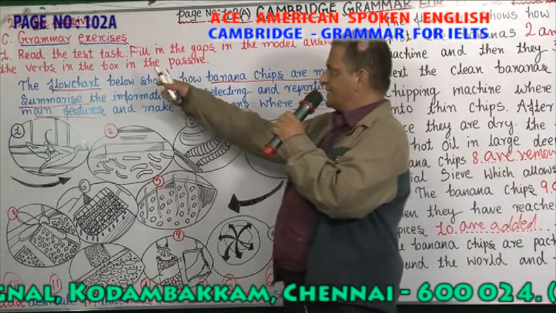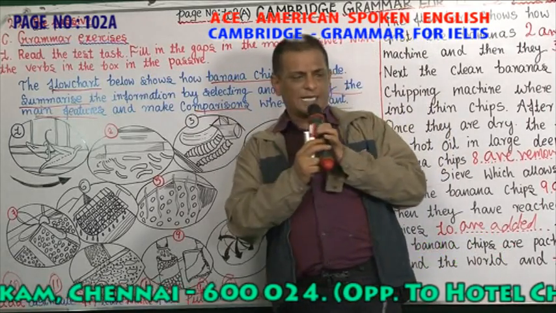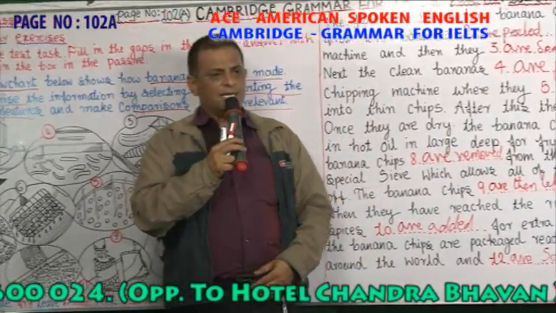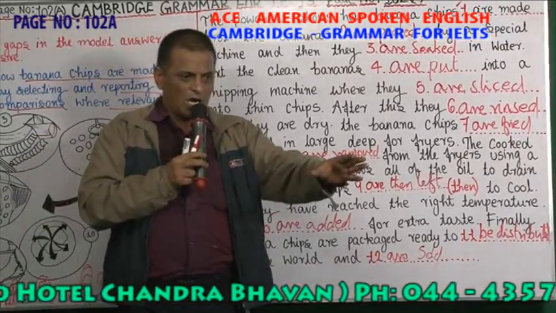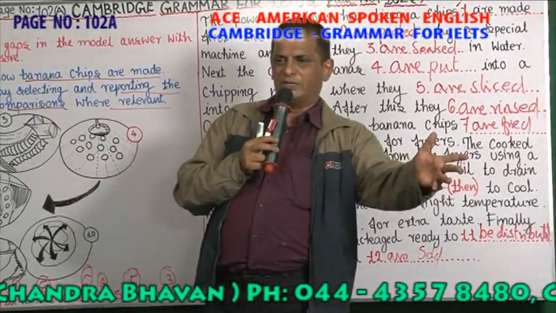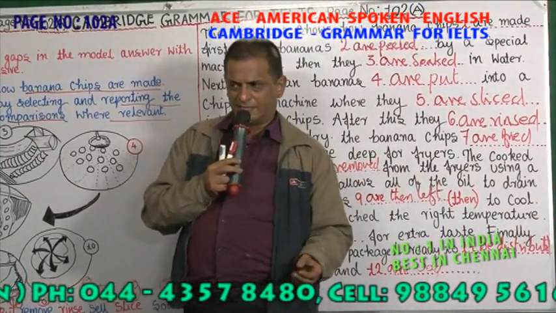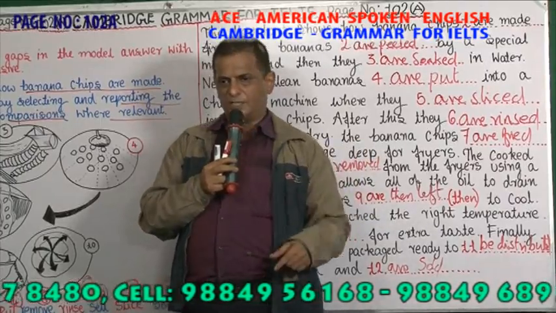ஸோ ரீட் த டெக்ஸ்ட். டாஸ்க்: fill in the gaps in the model answers with the verbs in the box in the passive. ஒரு கட்டுரை எழுதப்பட்டிருக்கிறது, இங்கே கோடிட்ட இடங்கள் இருக்கிறது, அந்த கோடிட்ட இடத்திலே நீங்கள் நிரப்ப வேண்டும். பாசிவ் எப்படி எழுதுவீங்க? ஆக்சிலரி verb am, is, are, was, were, will be, shall be போட்டு விடுகிறீர்கள். பிளஸ் பாஸ்ட் பார்ட்டிசிபிள், இறந்த கால எச்சத்தை யூஸ் பண்ணுகிறீர்கள்.